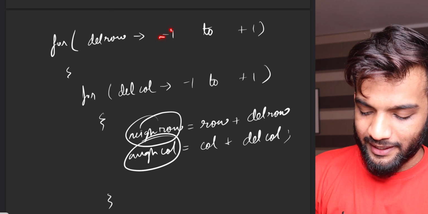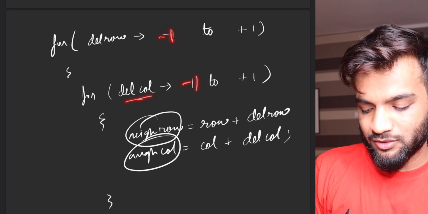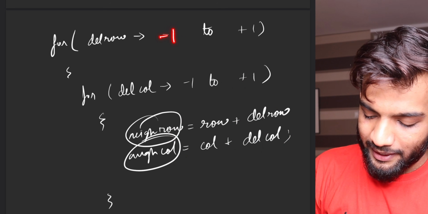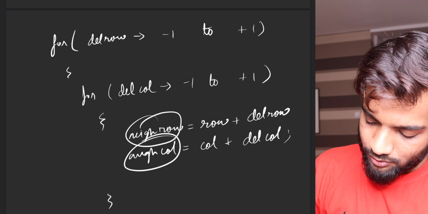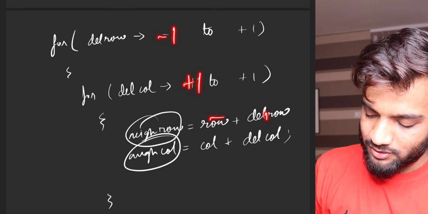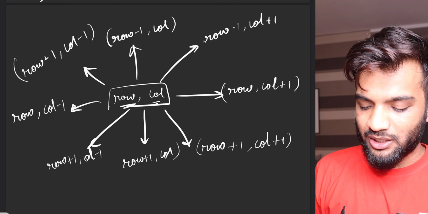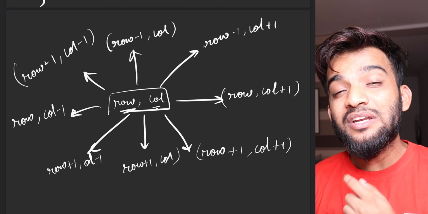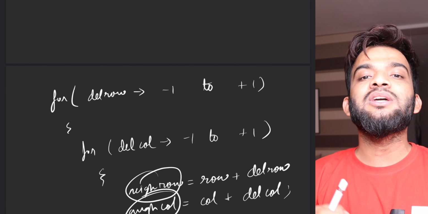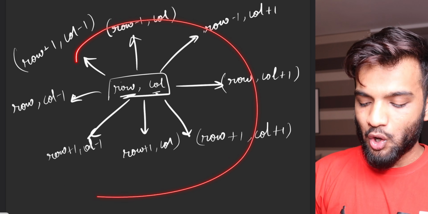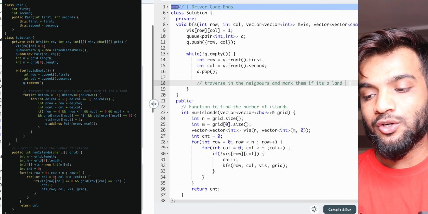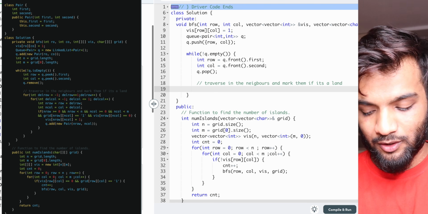Why? Because first time it will be minus 1 and this will be minus 1. Next time it will be minus 1 and this will go to 0. Next time it will be minus 1 and plus 1. So you will actually come across every neighbor. If you just follow this technique, you don't have to write them individually. You will automatically come across all of these neighbors, right? So let's go back to the code and now try to get all these neighbors.